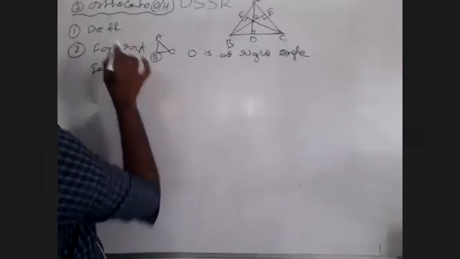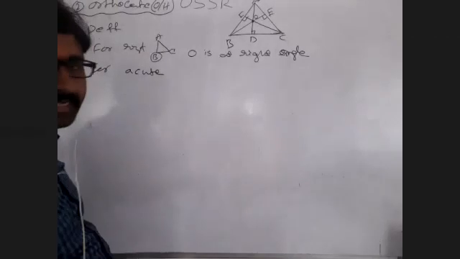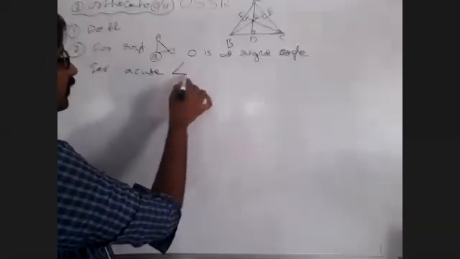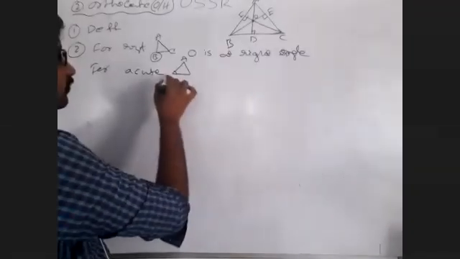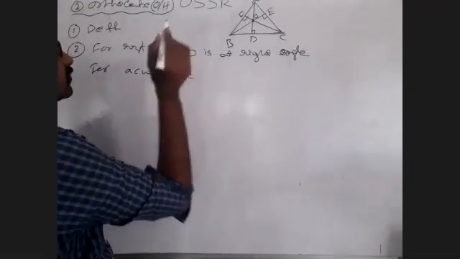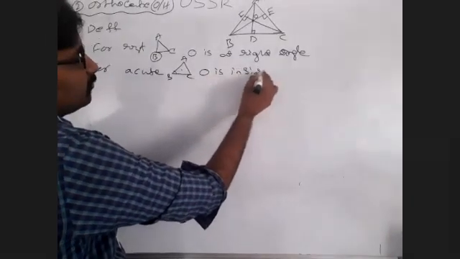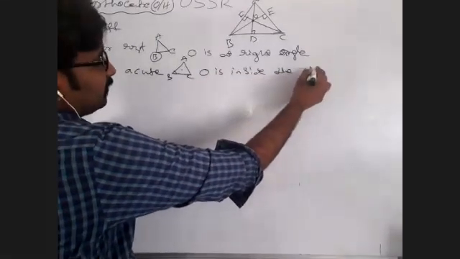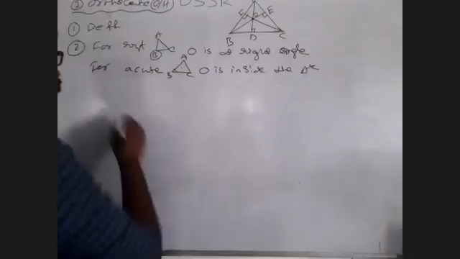For an acute angle triangle, the angles should be less than 90. For an acute angle triangle ABC, the orthocenter O is inside the triangle. In the IP we do more sums of this kind. O is inside the triangle.